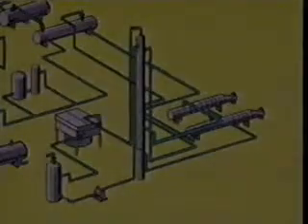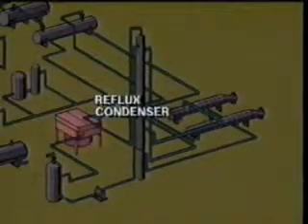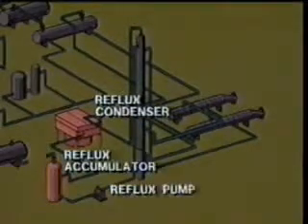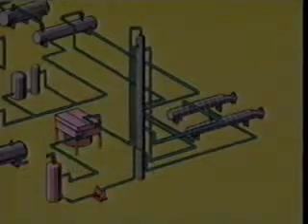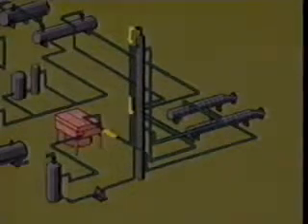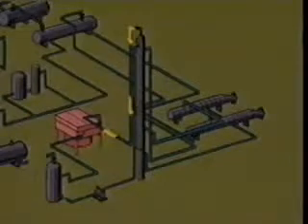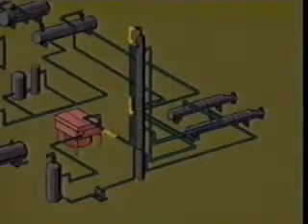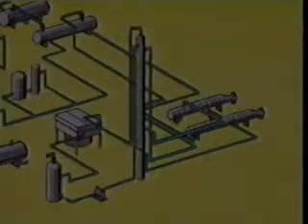Next in the process is a loop made up of the reflux condenser, reflux accumulator, and reflux pump. Overhead vapors from the stripper column, mostly water vapor and acid gases, pass through the reflux condenser, where water vapor is condensed into liquid water. In this way, water and the small amount of amine which may have vaporized in the stripper column are recovered.